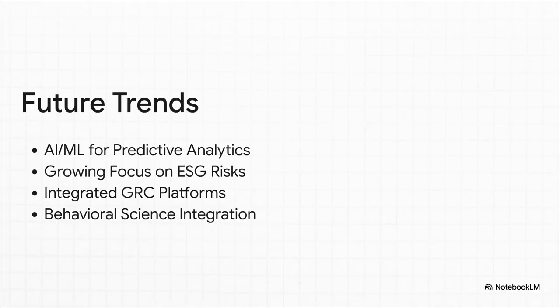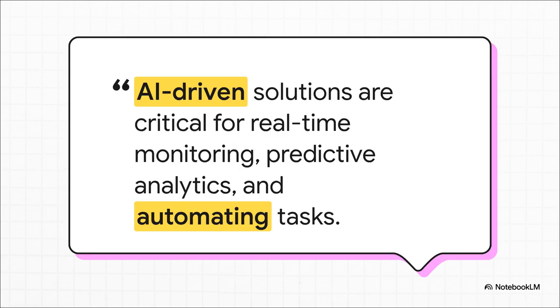We're seeing some absolutely huge shifts. Artificial intelligence is taking risk management from being reactive to being predictive. There's a massive and, frankly, long overdue focus on ESG risks. That's environmental, social, and governance. And we're even starting to bring in things like behavioral science to better understand the human reasons why people make risky choices.